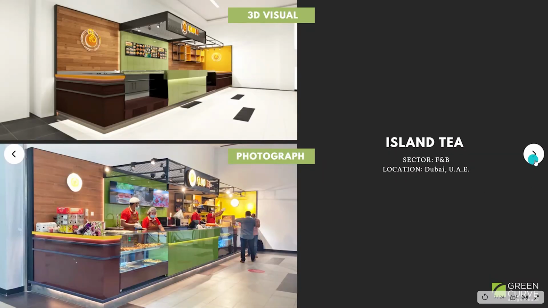The second one is called Island Tea. This is located in Ibn Battuta Mall, Dubai, UAE. This is a food outlet. This is the first render that we had given them, and this is the final outcome. Why this is very important is, unless you have the precision made in the initial stages, the final outcome wouldn't be the same. Here, because we have given attention to details, we could achieve the final result that is almost similar to the rendered view.